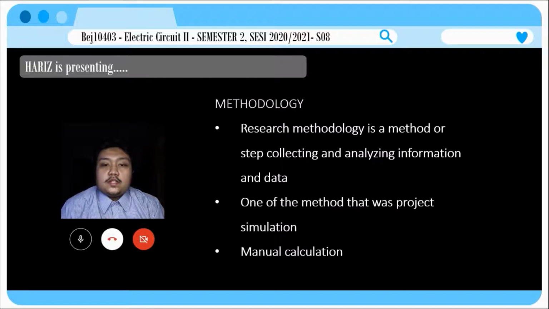The next method that we use in this project is manual calculation. For question 1, we must do manual calculation to find the values that were asked in the project questions. Then the values from the manual calculations were used to make simulations of critically damped, overdamped and underdamped response circuits. For question 2, we are required to prove the simulation done in question 2A, so the manual calculation was made using either mesh, nodal or superposition analysis.